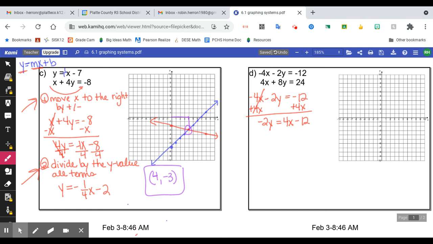Step 2, divide by the y value. So divided by negative 2, these are gone. y equals negative 2x plus 6 because it's a negative divided by a negative. So let's graph this one. I'm going to go up 6. My slope is negative 2 over 1. So down 2, right 1. Down 2, right 1. Down 2, right 1. I'm just going to get a few on there. Then I'm going to graph that line.